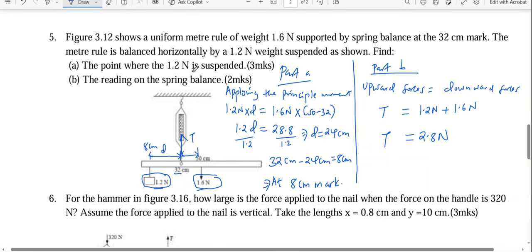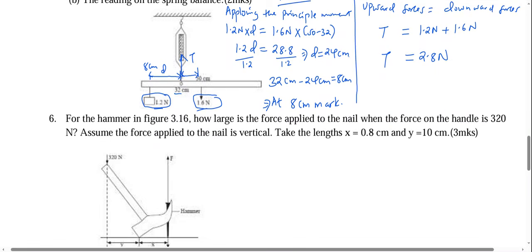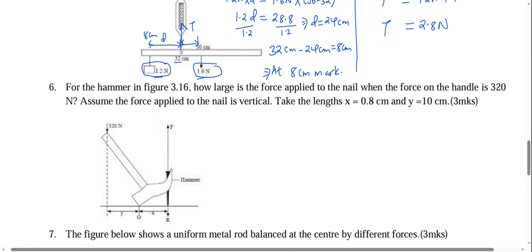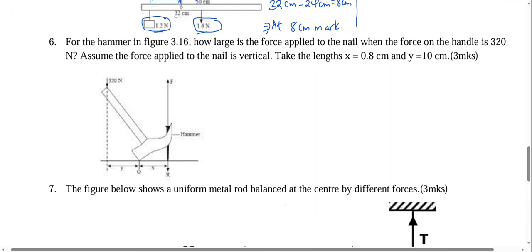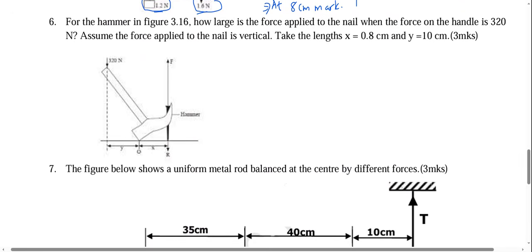Question number 6 says, for the hammer in figure 3.16, how large is the force applied to the nail when the force on the handle is 320 Newton? Assume the force applied to the nail is vertical, taking the length x to be 0.8 centimeters and y 10 centimeters.